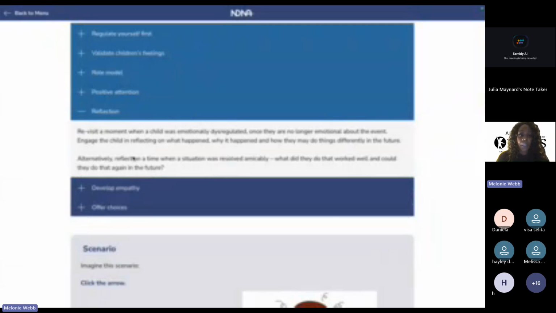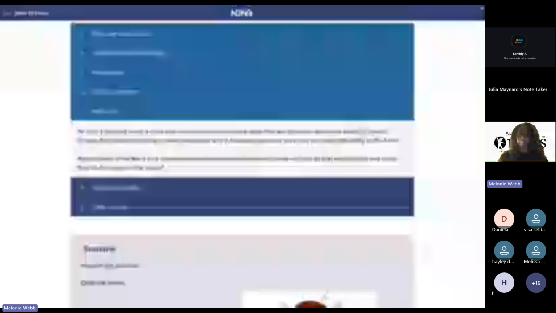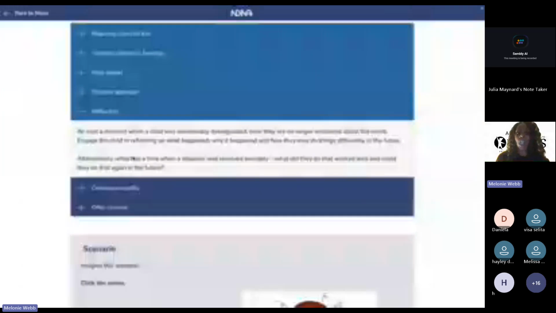Reflection is important. So revisit a moment when a child was emotionally dysregulated once they are no longer emotional about the event. So once they're over it, then go back to that child. Engage the child in reflecting on what's happened, why it happened, and how they may do things differently in the future. So you could literally say, something like, "Oh, I can see you're feeling much happier now." Or, "What was making you sad before? How come? Okay, what should we do next time?"